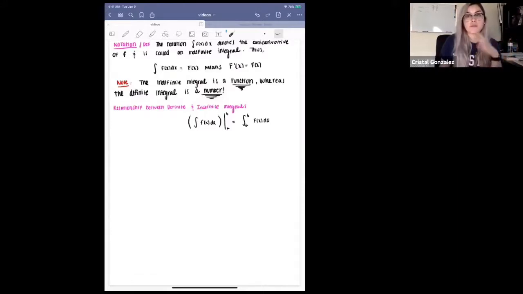Recall in 4.7, we found the antiderivative and then we got a plus C, and we ended up with a function. Sometimes we could find the C value, sometimes we couldn't. That's what makes the definite and the indefinite integral different: for the indefinite integral, we end up with a function, and for the definite integral, we end up with a number, which is the area under the curve. Okay, and so the relationship between the definite and the indefinite integral is that if we take the definite integral and evaluate it at some bounds, it's the same thing as a definite integral.